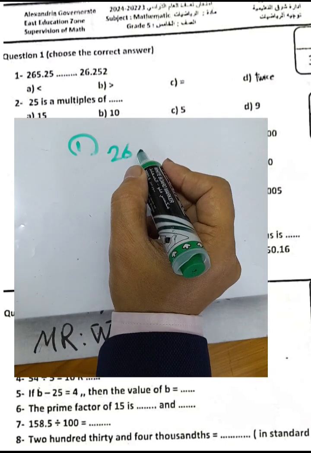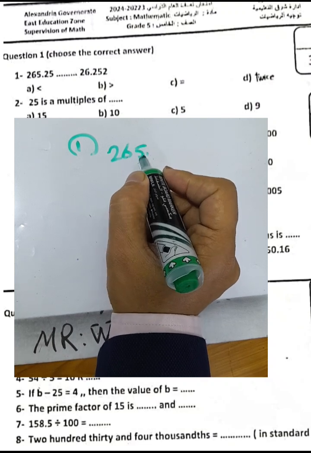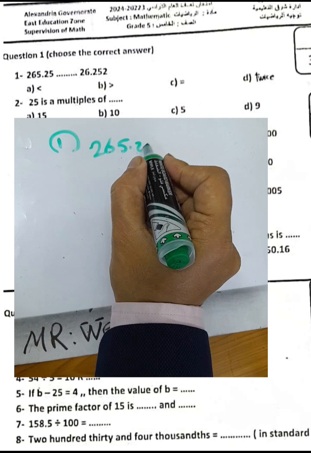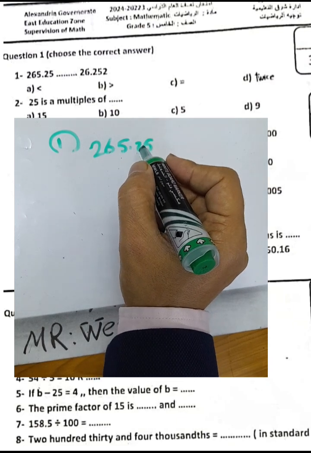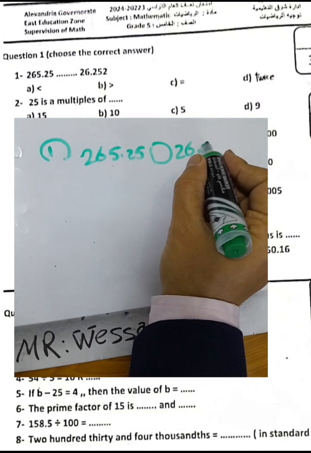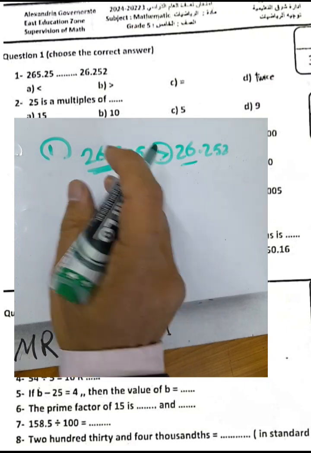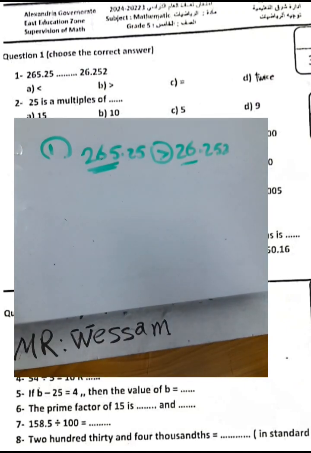26.5 and 25 hundredth, and the next number here, 26 and 252. This number is greater than this number, 265 greater than 26. Okay, you must compare between whole numbers here.